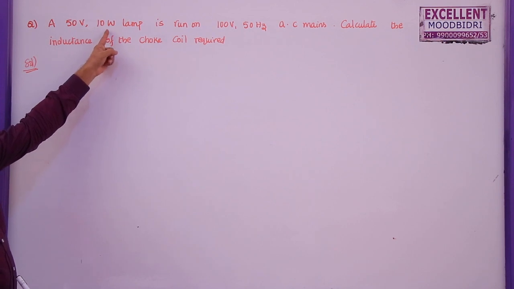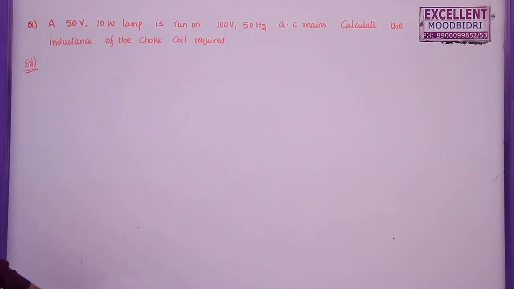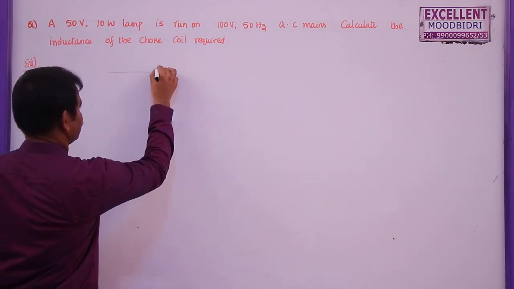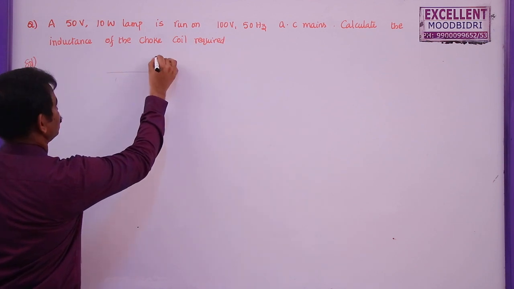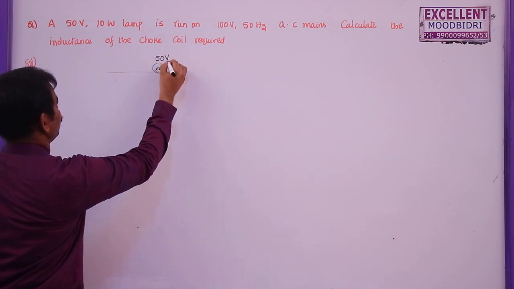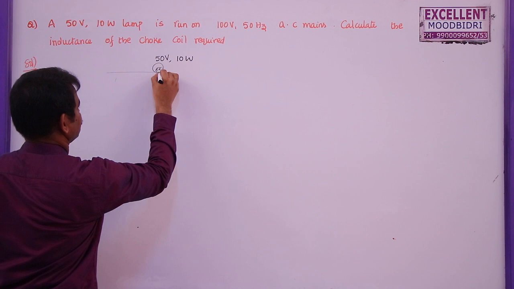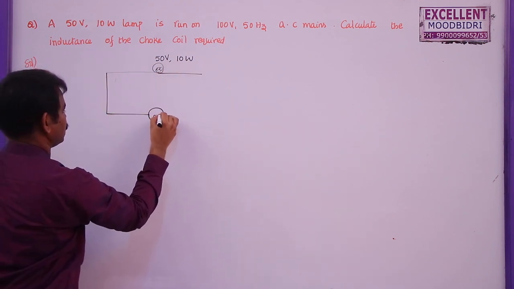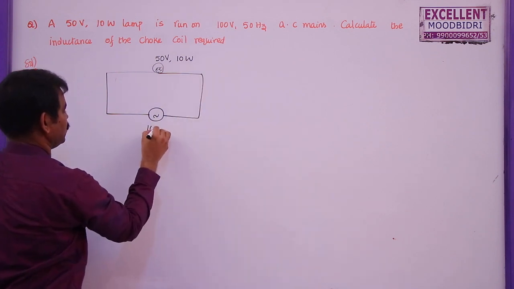A 50 volt, 100 watt lamp is run on a 100 volt, 50 Hz AC mains. Calculate the inductance of the choke coil required. So this is a lamp here, which has a rating of 50 volts and 100 watts, and it is connected to an AC source here, whose potential is 100 volts.